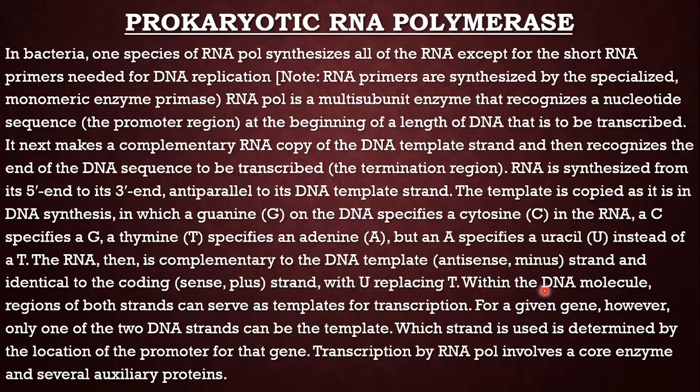Then within a DNA molecule, remember it's a duplex. So the regions of both strands can serve as templates for transcription. However, for a given gene, only one of the two DNA strands can be used as a template. Now, which strand is used as the template will be determined by the location of the promoter for that gene. Now, transcription by the RNA polymerase involves a core enzyme and several auxiliary proteins.